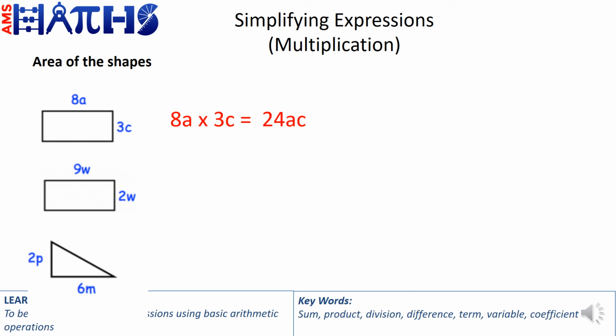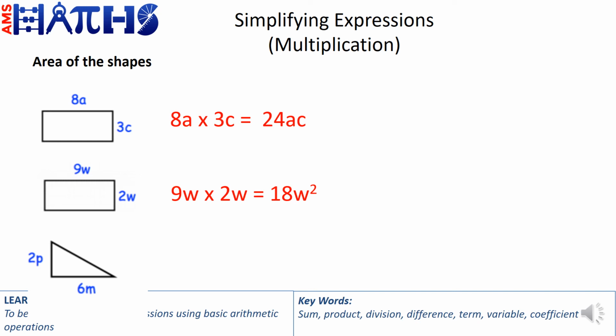For our next example, again, we are finding the area of a rectangle. The length is 9w, the width is 2w, and so we just multiply. So 9w times 2w, we multiply our numbers. 9 times 2, 18, and w times w would be w squared, as we're multiplying w by itself. So our final answer is 18w squared.